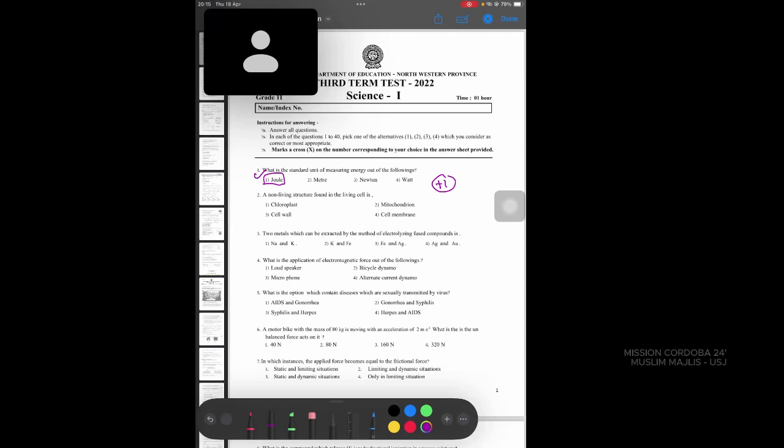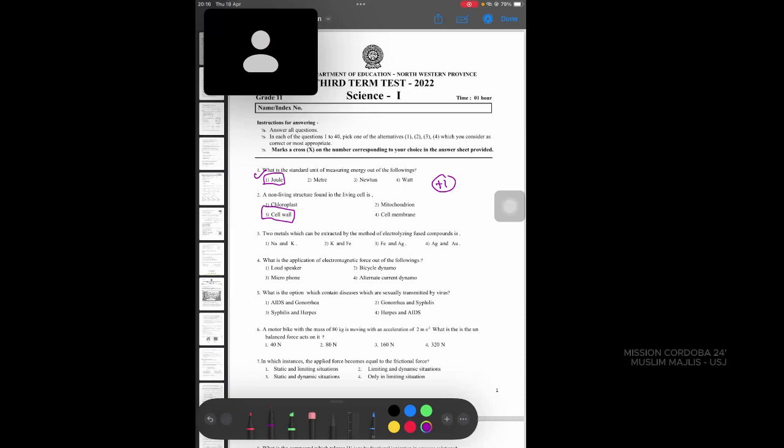Non-living structure found in the living cell. Out of these three, the non-living structure is the cell wall. Maybe you will not understand the theory behind this. Chloroplast and mitochondria both have their own genetic material inside. You will understand that when you do A-level biology: chloroplast and mitochondria have a separate DNA within themselves. That is why they are living, even the cell membrane. So for now, you know that the cell wall is non-living.